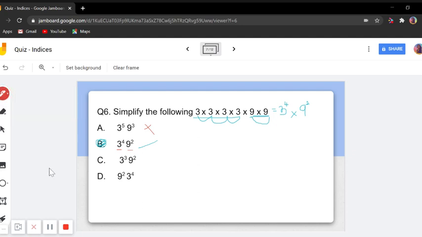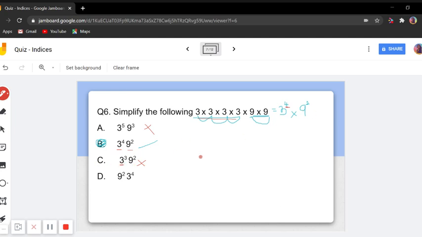How about C? Alright, 3 to the power of 3 and 9 to the power of 2. 3 is not to the power of 3 because it is written here that 3 is multiplied by itself for 4 times. So this is incorrect. 9 to the power of 2, yes, this one is correct, but this one is incorrect.